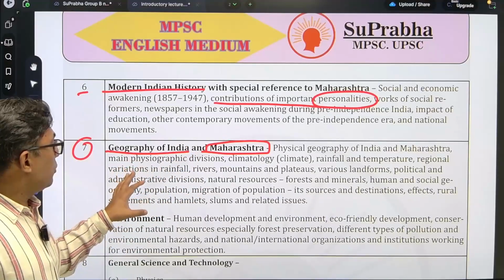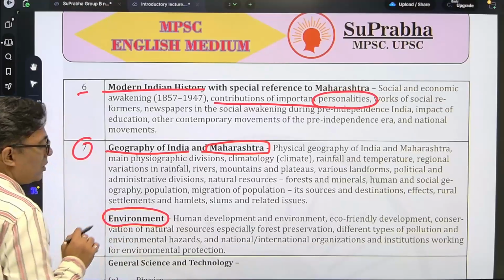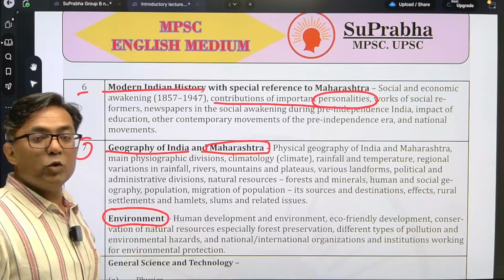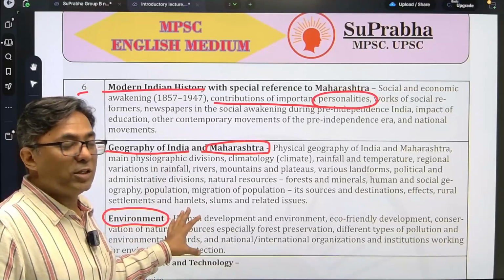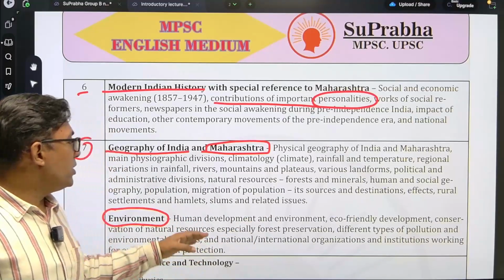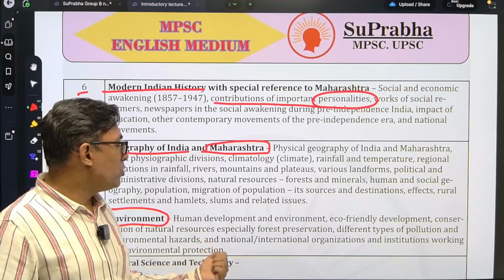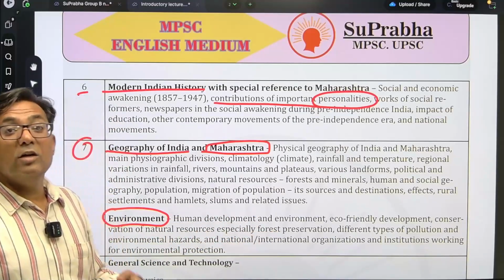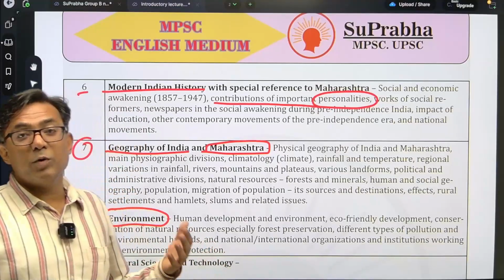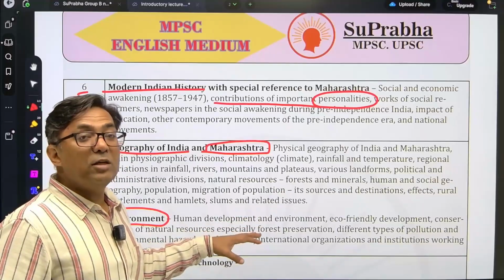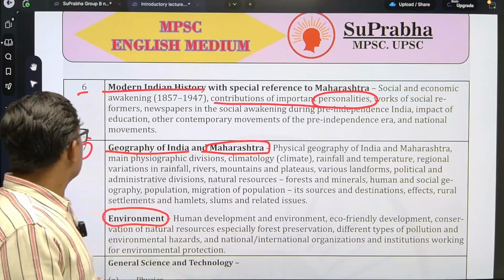That is geography. Now in geography, they have also included some questions based on environment. So over here, you also have questions based on environment in this geography section, and they have defined it as human development and environment, eco-friendly development, conservation of natural resources, especially forest preservation, different types of pollution, the ecosystem concepts, the problems with respect to environment, and the different environmental laws. That part you'll have to study over here. So that is the seventh topic.